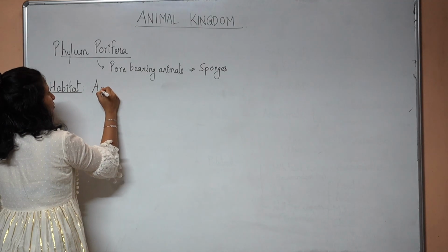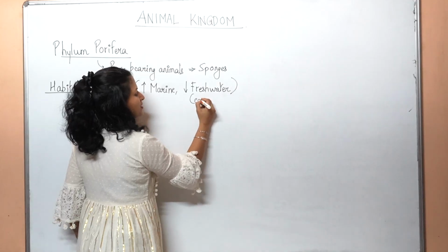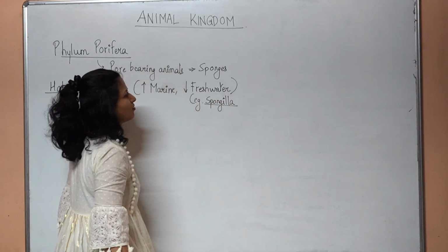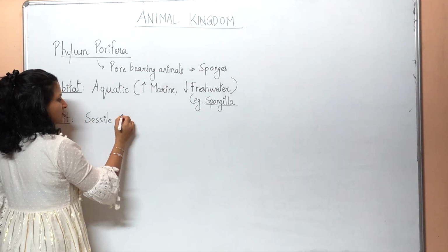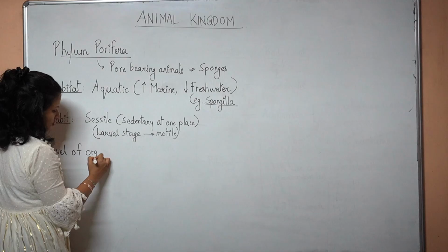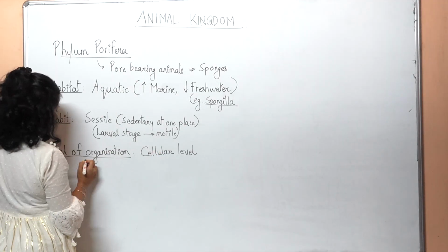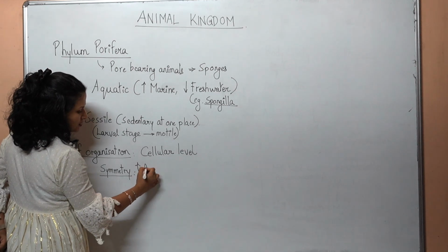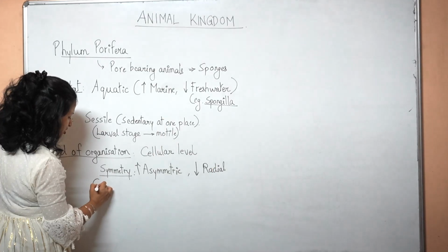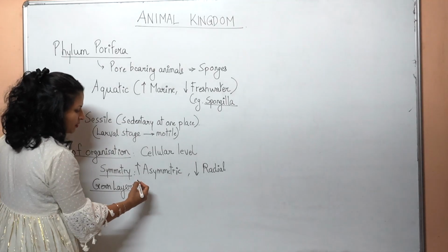Habitat, they are aquatic, mostly marine, a few freshwater forms. Example, Spongilla, a popular example of a freshwater form. Habit, they are sessile. Sessile means sedentary at one place. Larval stage is motile. What is the level of organization? Cellular level of organization. Symmetry, most forms are asymmetric and very few forms are radially symmetric. Germ layers, are there 2 or 3 germ layers? 2 germ layers only. They are diploblastic.